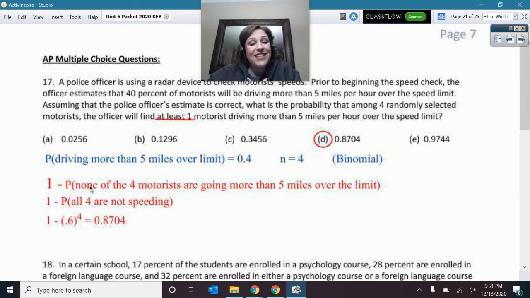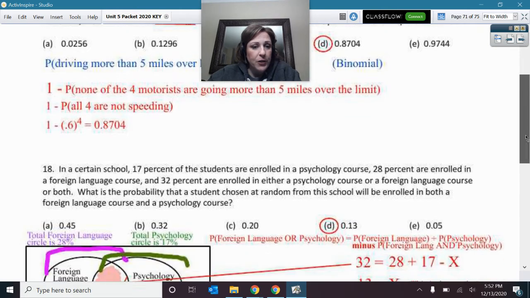So that's 1 minus the probability that none of the 4 motorists are going over the speed limit, 1 minus the probability that all are not speeding. In order for all 4 of them to not be speeding, that would have to be the 60% to the 4th power. So there is our 0.8704.